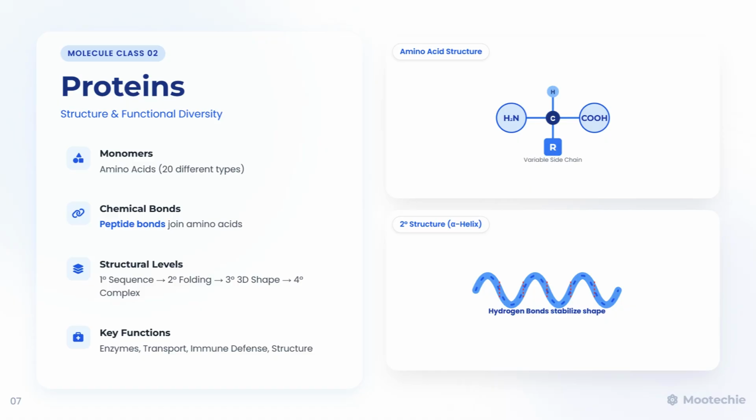They act as enzymes, handle transport, provide immune defense, and create structure. The slide shows the general structure of an amino acid with an amine group, a carboxyl group, and a variable side chain. It also illustrates a secondary structure called an alpha helix, which is stabilized by hydrogen bonds.